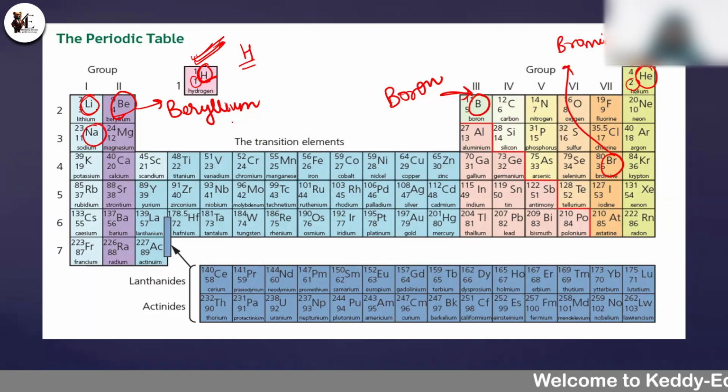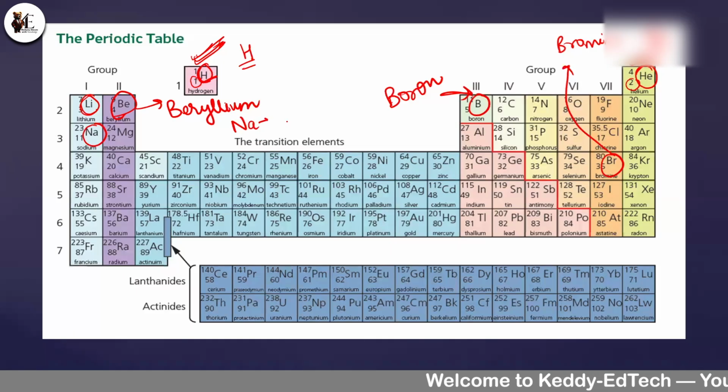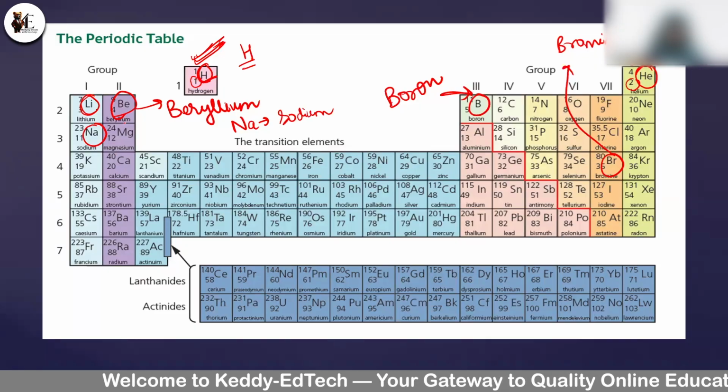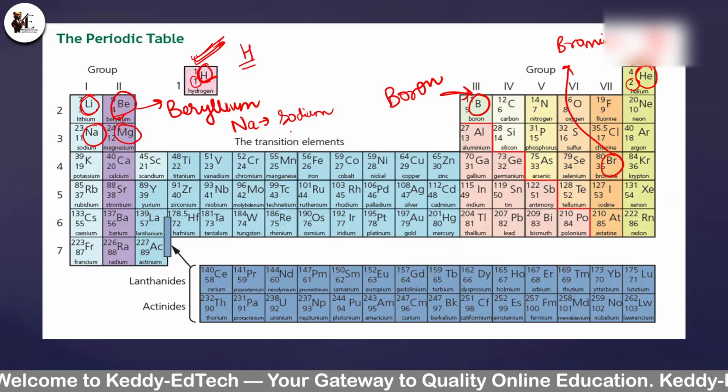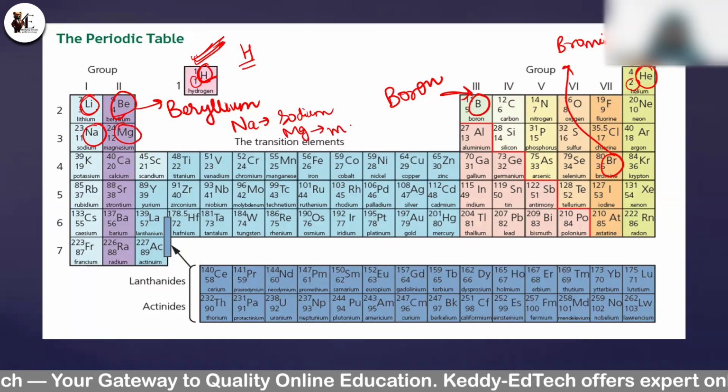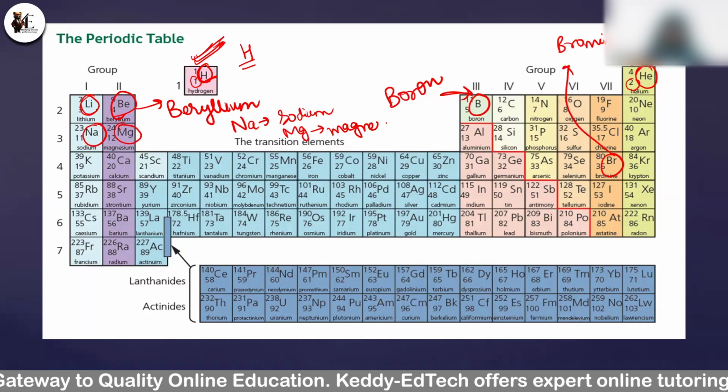What is Na? Na is sodium. What is Mg? Mg is magnesium.